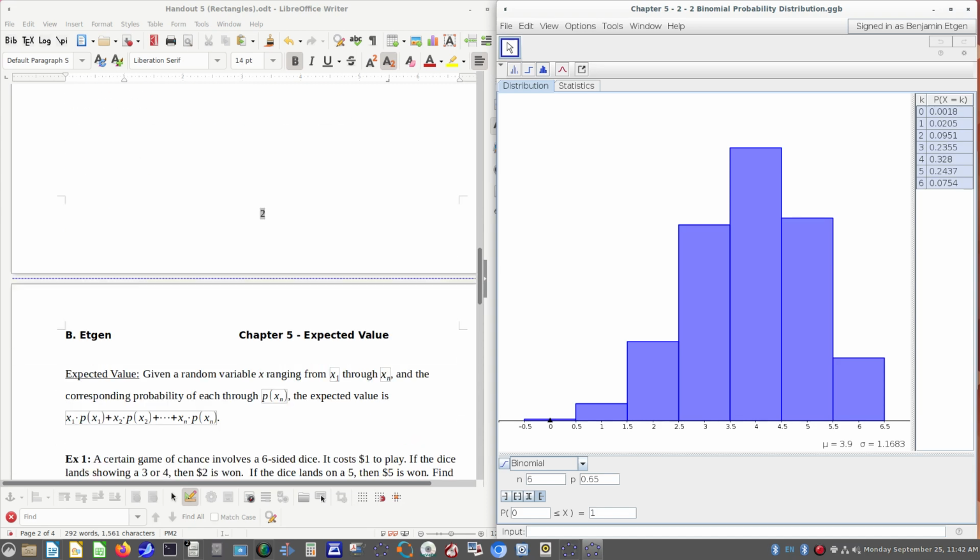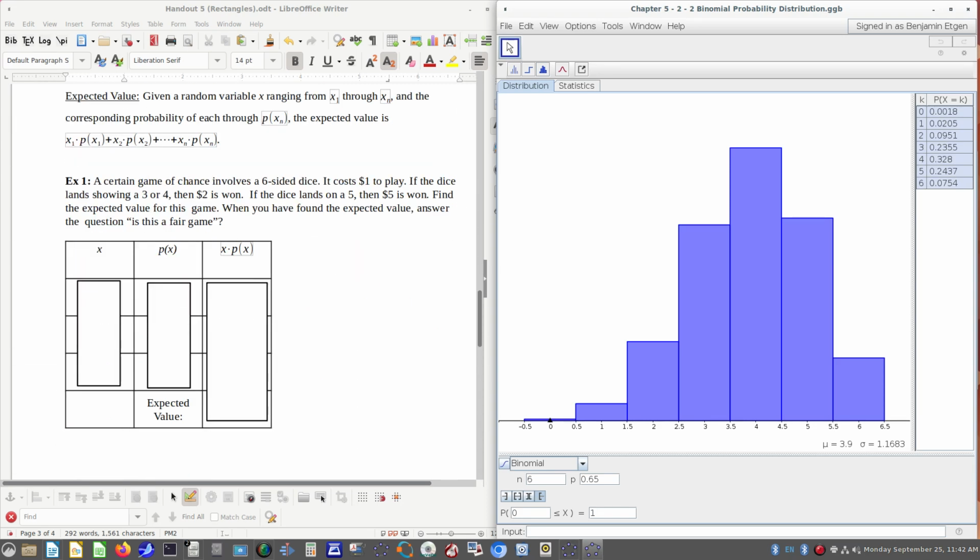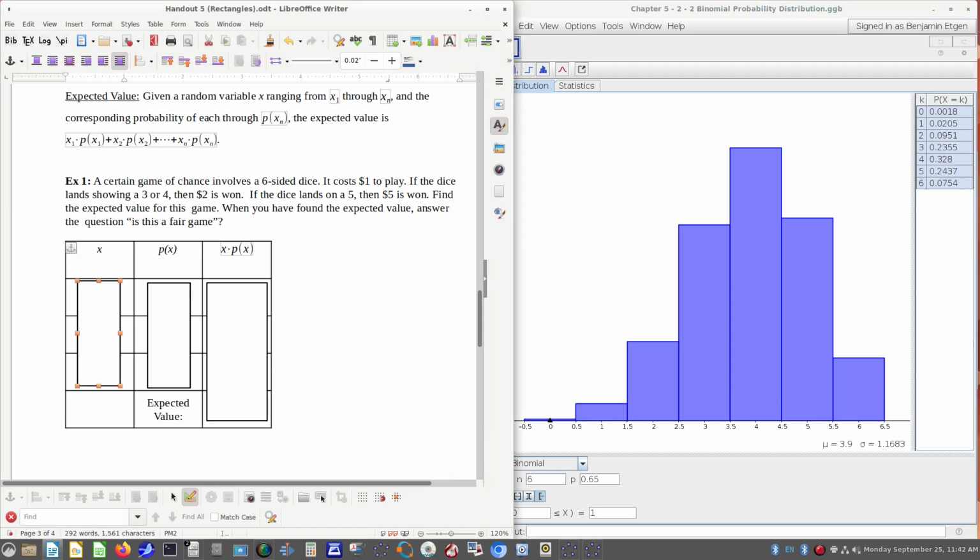So let's take a look at some expected values. Let's look at a game of chance. This involves a 6-sided dice. It costs $1 to play, so we're going to have to subtract $1 from any winnings. If the dice lands showing a 3 or a 4, then $2 is won.